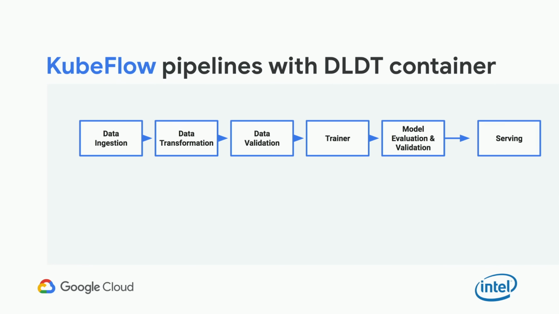Intel and Google are partnering to bring the performance and ease of use of OpenVINO to the masses by adding DLDT containers to the Kubeflow pipelines. Let's review the Kubeflow pipeline via a hypothetical example. Suppose you're a data scientist at a medical AI company examining X-rays to detect cancerous cells. There are various containers to facilitate your work.